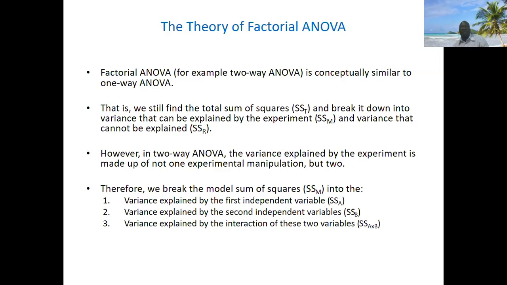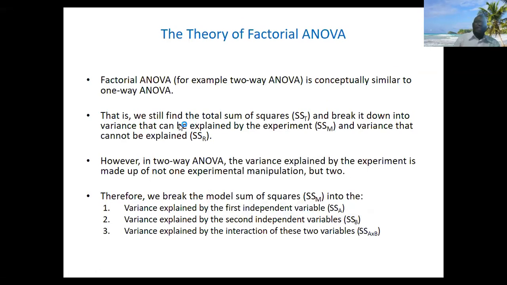The ANOVA will give way to regression. There's a blend of ANOVA and regression, that is ANCOVA, analysis of covariance. It's a blend between the two. So now we'll look at the theory of factorial ANOVA, and I'll use the independent design to explain.